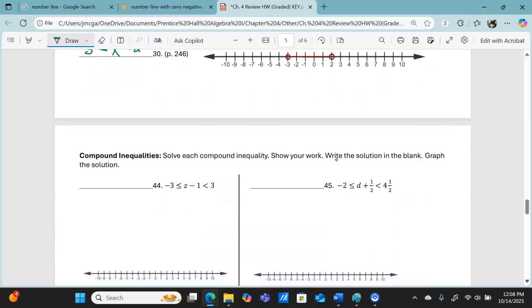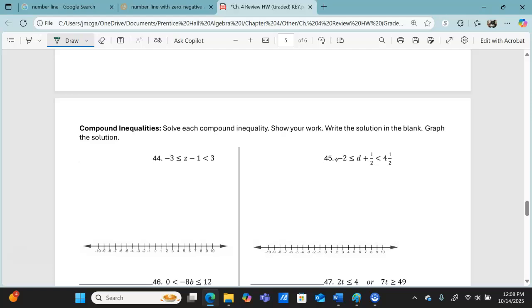Solving compound inequalities. You can do these where you can separate them into two different equations. I'll show you that. So you have that and z minus 1 is less than 3. So add 1 to both sides. Z is less than 4. Add 1 to both sides. And we get z is greater than or equal to -2.